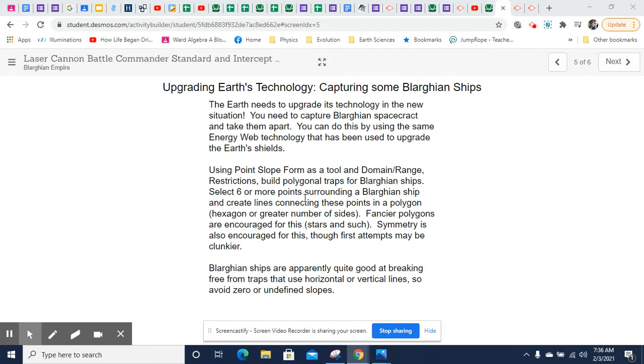I'm going to talk about the Linear Level 5C Desmos activity. This time I'm going to focus on slide 6, which is the one that I think most people are having more trouble with, so I'll take a little time on that. In this one, you're going to be trying to capture Blargian ships.